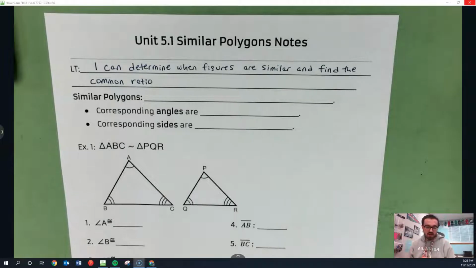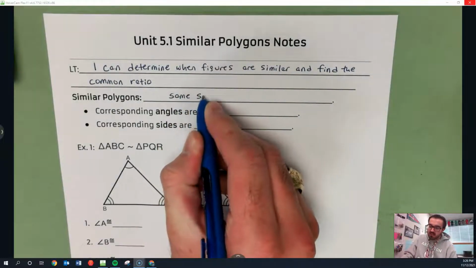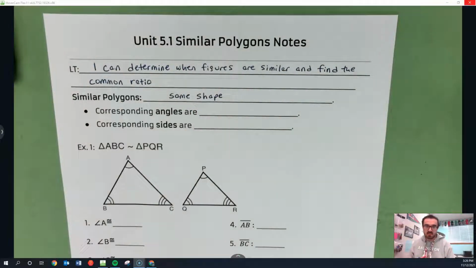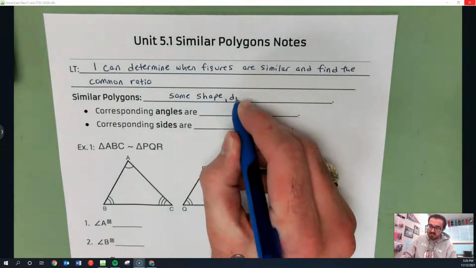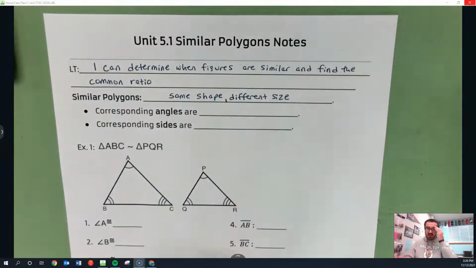So two polygons are similar when they're not the exact same, but they are the same shape. For instance, two triangles could be similar because they are the same shape. Two squares could be similar because they're the same shape. But the deal is they have to be different sizes. So if two polygons are the same shape, so a square, a triangle, a rectangle, a hexagon, but different sizes, meaning one's bigger than the other, then they are what are called similar.